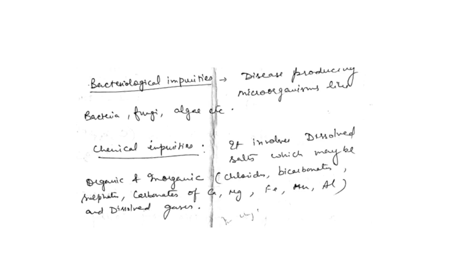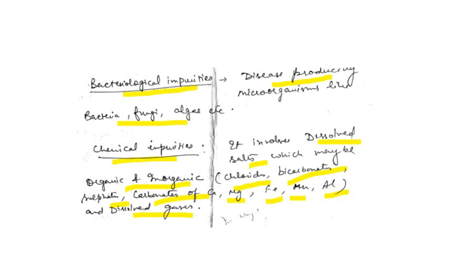And bacteriological impurities are the disease-producing ones. You have seen that bacteria, fungi and algae all come in this type of impurity, which are mainly considered organic impurities. The chemical impurities come in the form of dissolved salts, which may be organic and inorganic, like chlorides, bicarbonates, sulfates, carbonates of calcium, magnesium, iron, manganese, aluminium, as well as gases like oxygen and carbon dioxide.